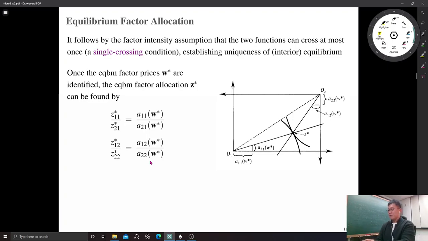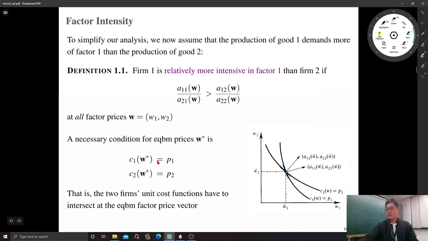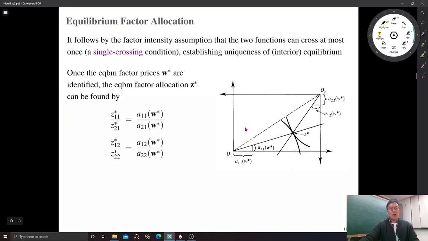So equilibrium is defined as input prices and the factor allocation. Then the input prices are coming from these two conditions. So that is done, right? And we show the uniqueness and existence. That comes from this factor intensity assumption. And now the thing is, how do you determine factor allocation? Once we identify W star, then we know this ratio.